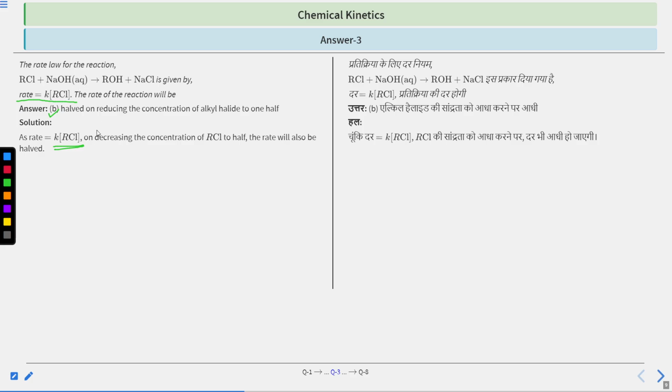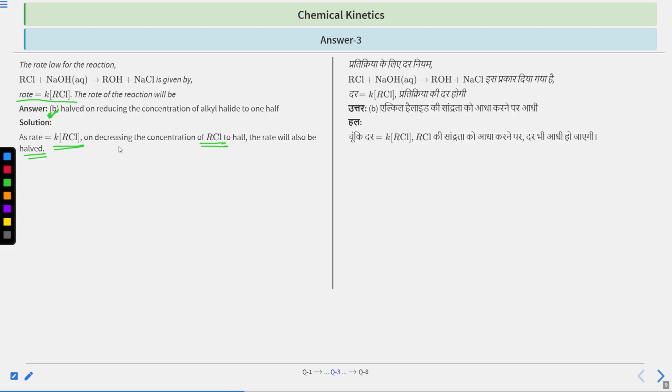That means that on decreasing the concentration of RCl to half, the rate will also be halved because they are directly related. Other than that, if we increase or decrease any other concentration of the reactants or products, it will not get affected. Okay. Thus, our B option is the correct answer, that is halved on reducing the concentration of alkyl halide to 1/2.